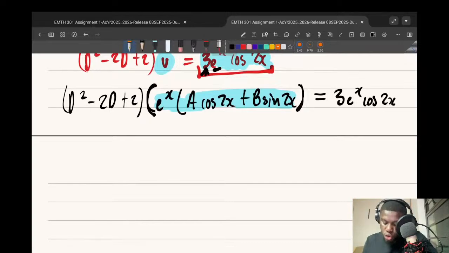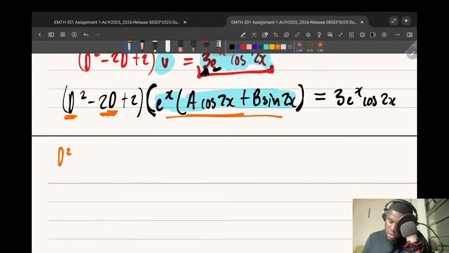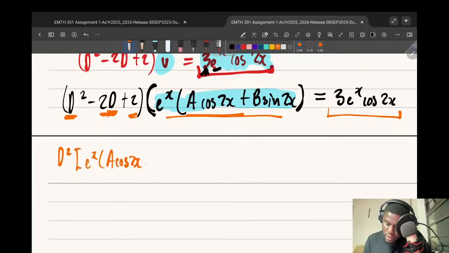Now, what you should know is that D squared is the second derivative, and D is the derivative. Then this is just 2. Let's expand. D squared will multiply this, negative 2D will multiply this, and 2 will multiply that. When I get all those answers, I'll compare them with the right-hand side and then see the solutions. So I'll say D squared of the whole thing, e to the x multiplying a cos 2x plus b sine 2x.